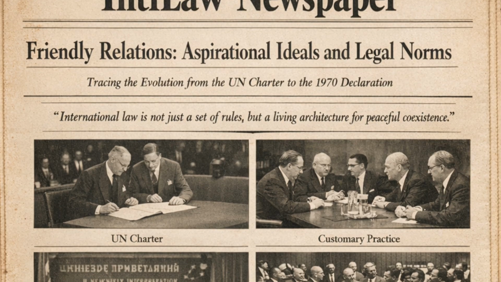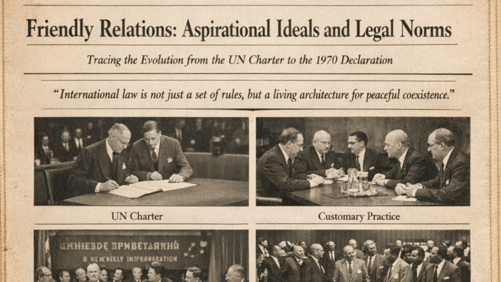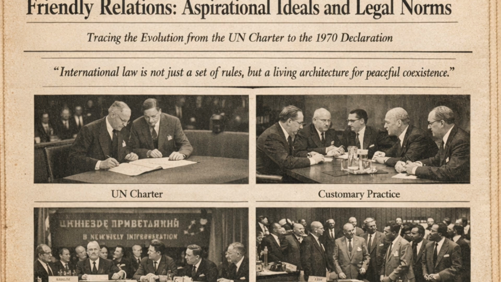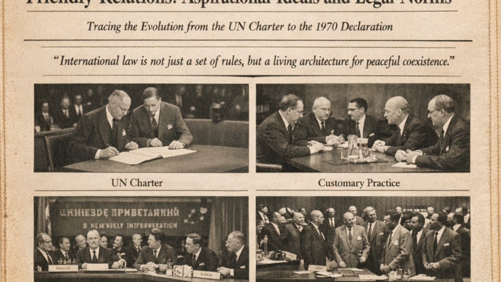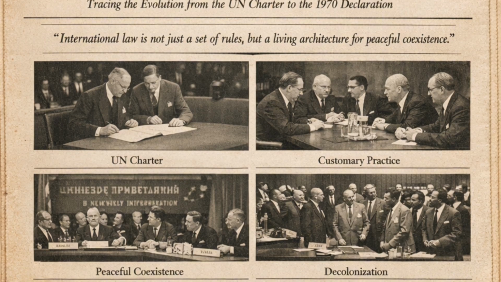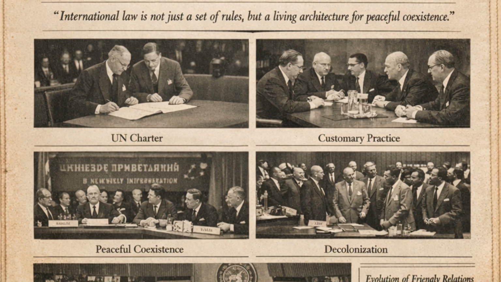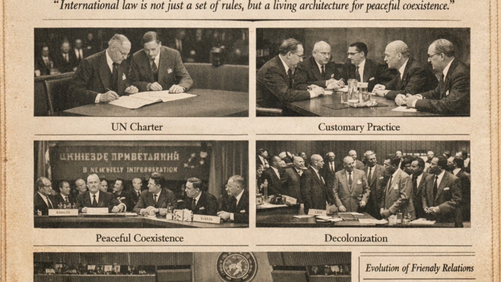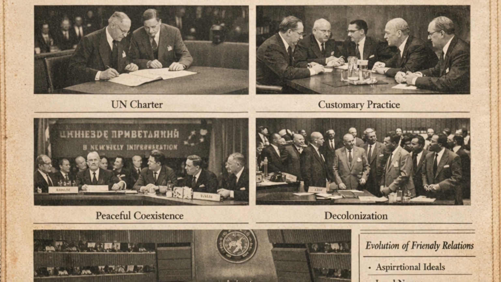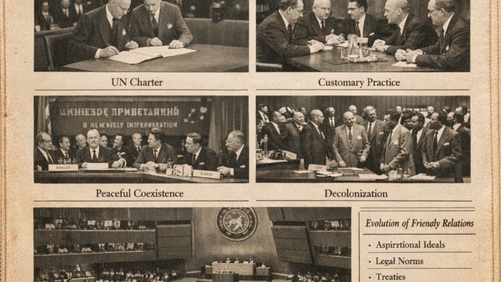Friendly relations in international law are both aspirational and practical. They are ideals guiding states toward peaceful coexistence, yet also legal norms enforceable through treaties, customary law, and the broader UN system. Understanding this evolution, from the UN Charter to customary practice to the Soviet discourse of the 1950s, through decolonization in the 1960s, and culminating in the 1970 Declaration, helps us appreciate how international law organizes cooperation, regulates conflict, and sustains order in the global system.